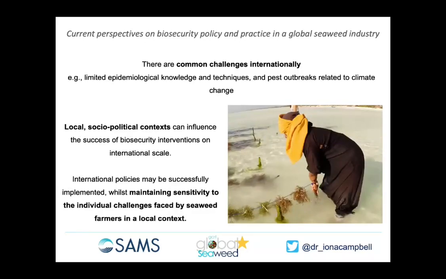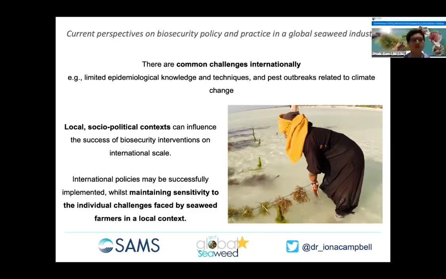And finally, there are common challenges faced by farmers internationally. For example, limited epidemiological knowledge from science limits what farmers can do to think about better management practices and techniques. And pest outbreaks related to climate change are often out of control for farmers. Local and socio-political contexts can influence the success of biosecurity interventions on an international scale. And finally, international policies can be successfully implemented whilst maintaining sensitivity to the individual challenges faced by seaweed farmers on a local scale.